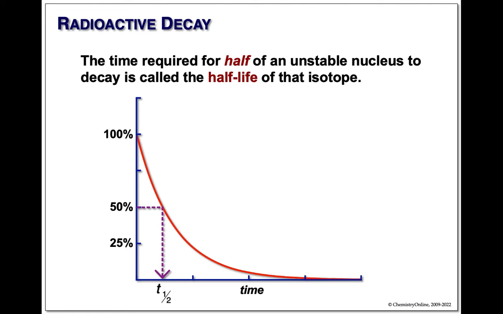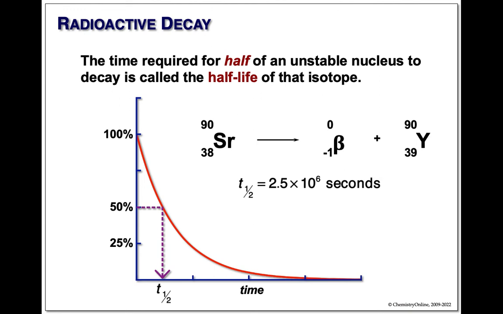Simple concept. An example, strontium-90 loses the beta particle. When it does, it forms yttrium-90. Again, the atomic number goes up by 1. This is a balanced equation. The half-life, the half-time required for this decay, is 10 to the 9 seconds, or roughly 30 years. So if we started with a gram of this, 30 years later, we would have half a gram. Simple concept.